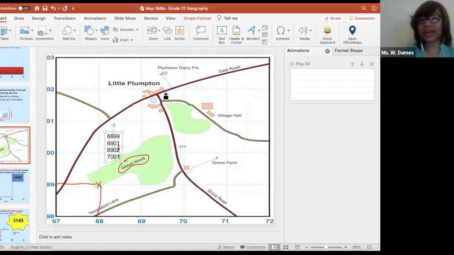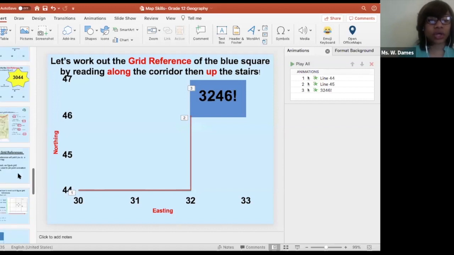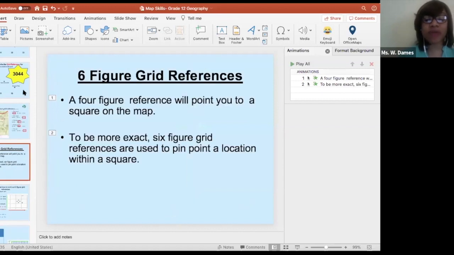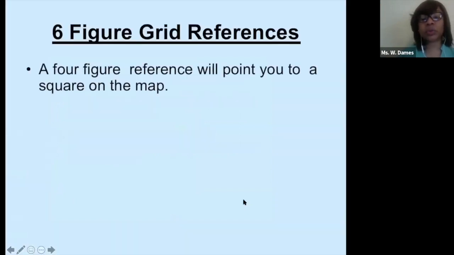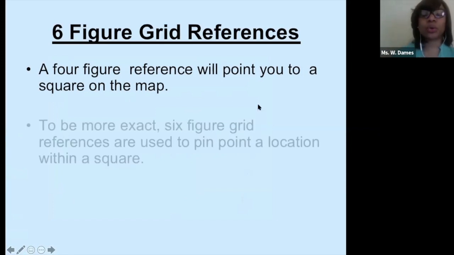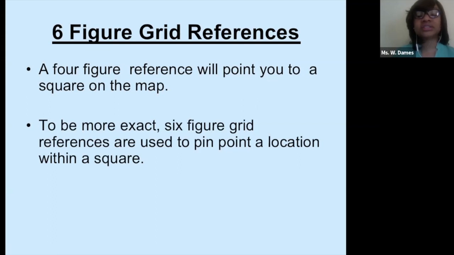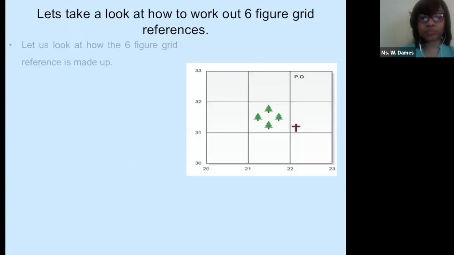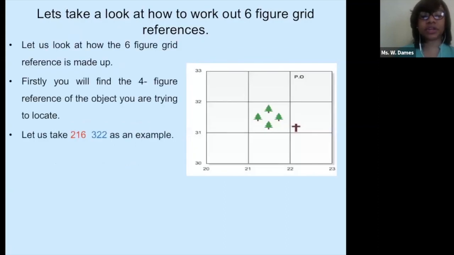Like I say, you can always go back to the recording and get more comfortable with it. You can even identify some more of these places as well, just to become more comfortable. There's some practice work in there as well. Let's look at our six-figure grid reference. When you want more accuracy, a more in-depth pinpoint location, you are going to use your six-figure grid reference. The same concept applies.